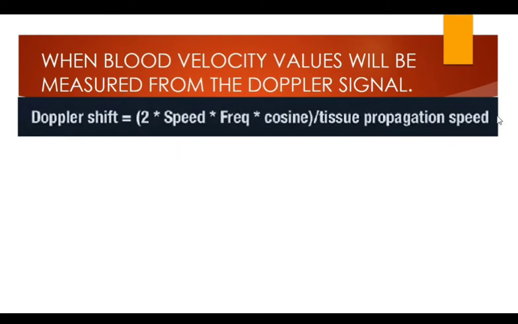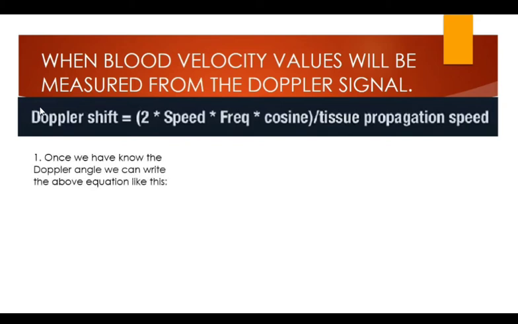So we've looked at that equation, and now what we're going to do is look at how we can change this equation around to our advantage, when we want the blood velocity values to be measured from the Doppler signal, and we're going to see how we can do that. So once we have the Doppler angle, and that's why finding that Doppler angle is really crucial, and getting a good Doppler angle is really important, and we'll see why that is in a minute when we look at errors of when we're putting that Doppler angle in.